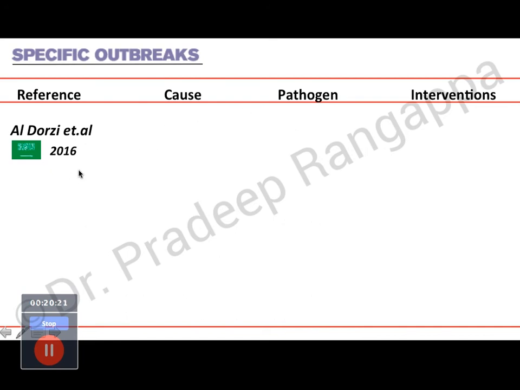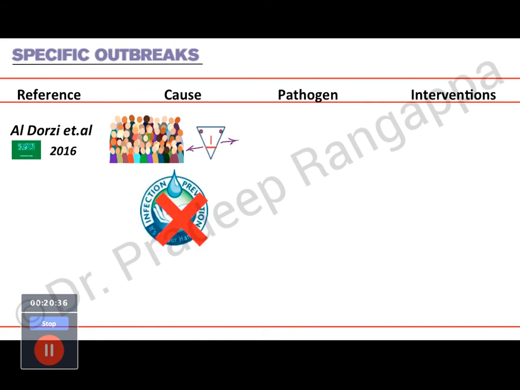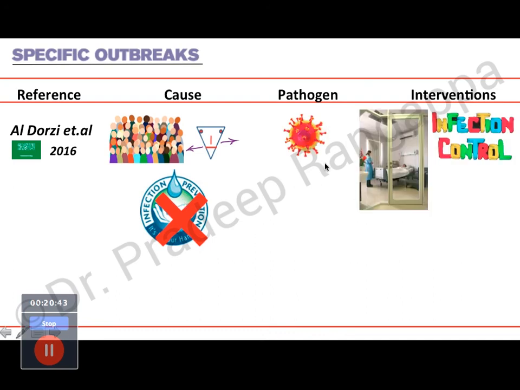So this was a study from Saudi Arabia, Al Dorzi et al. in 2016. The cause for the outbreak was overcrowding and movement of patients, and the pathogen involved was MERS, Middle East Respiratory Syndrome coronavirus, and lack of adoption of infection control measures was the cause. So MERS was the organism, and what was the intervention they did? They re-emphasized and put in stringent infection control measures and isolation of the patient. So that was the intervention they used to mitigate the spread.